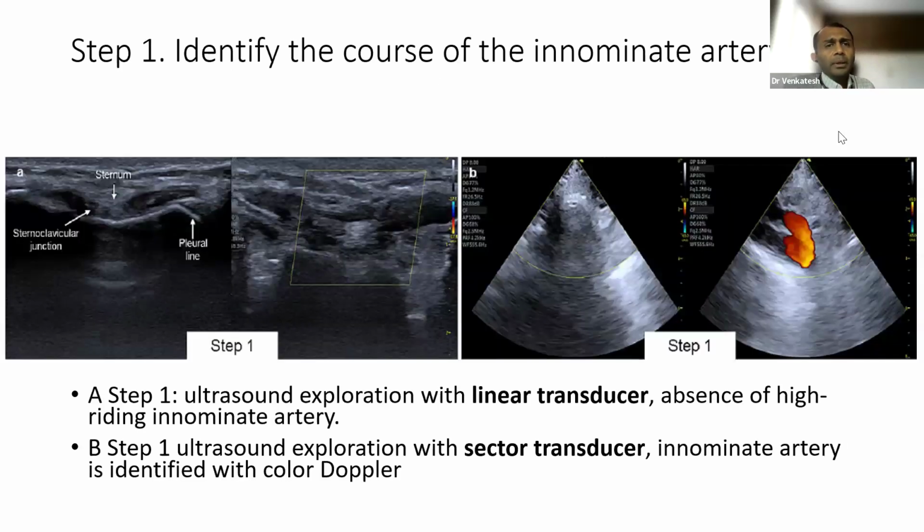So the first step is identifying the course of the innominate artery. To be frank, we were also not used to checking this, but this article is making me think that I should also be doing it next time. So what we do is take the same linear probe, put it in the transverse direction on the suprasternal notch and recognize the structures: the sternum, sternoclavicular joint and the pleural line. If you are not understanding this, it is still okay. You don't have to worry too much.